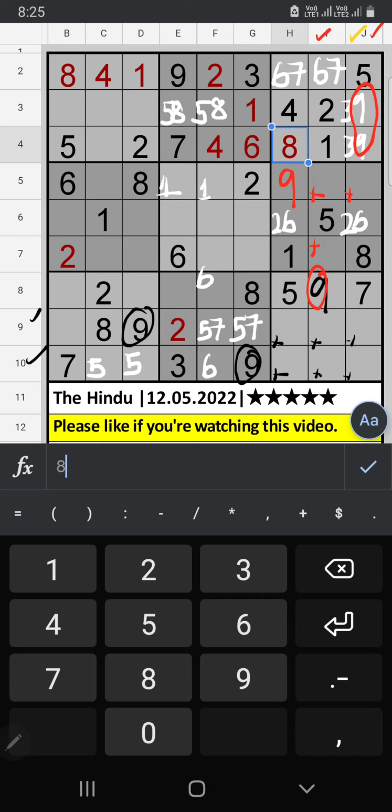Column J, we have 3. So 3 can't come in the cell. 3 will come in one of the two cells. We will confirm later.